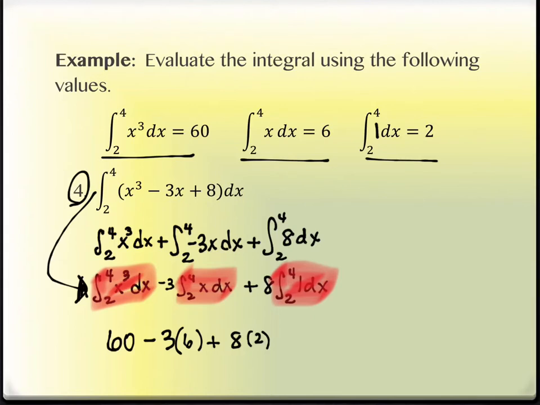So I have 60 minus 18 plus 16, which gives me what? 58. So you're not finding things directly at all. You are using properties given and substitution. That's all you're doing in section 4.3.